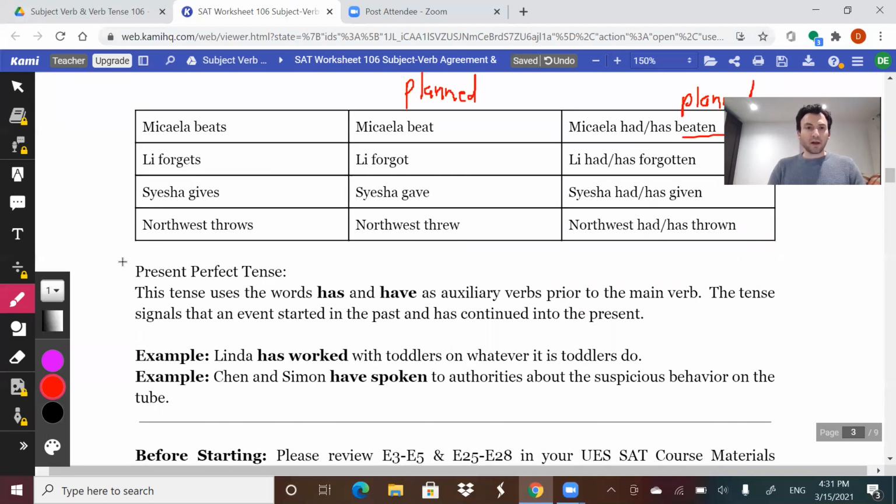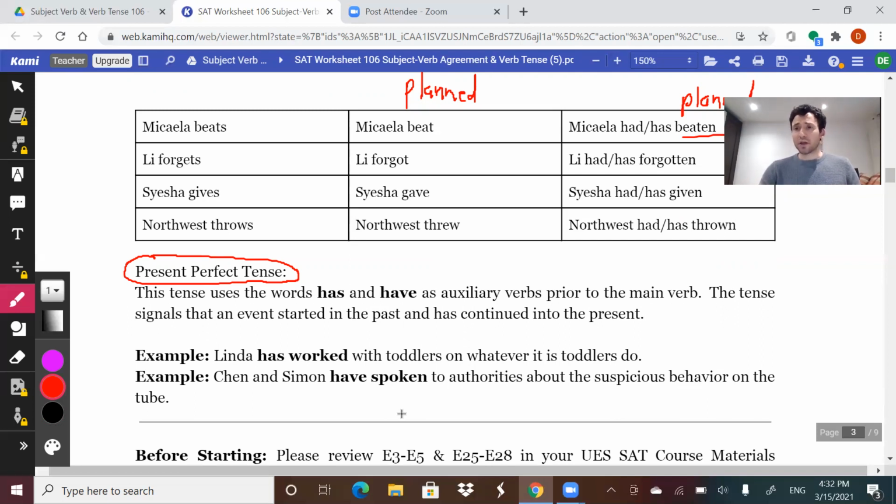Okay, so present perfect. What does present perfect mean? It means that something started in the past, but instead of terminating before the present, it has made it into the present. So it's ongoing into the present. Linda has worked with toddlers on whatever it is toddlers do. So she's worked with toddlers in the past, continues to work with toddlers in the present. Chen and Simon have spoken to authorities about the suspicious behavior on the tube. So they spoke to the authorities, and their raising awareness continues to remain relevant.